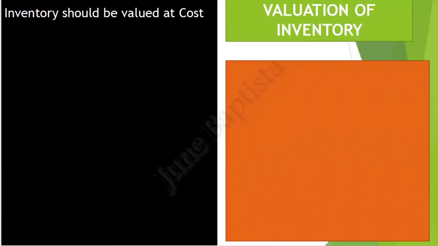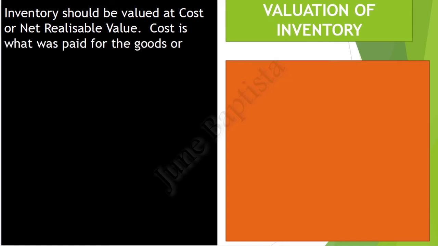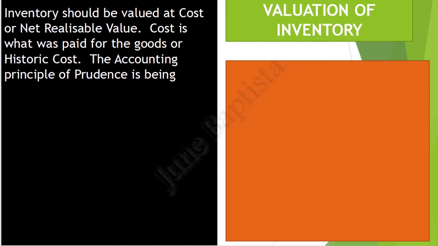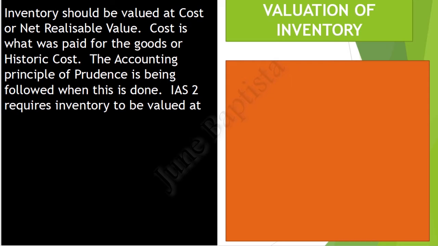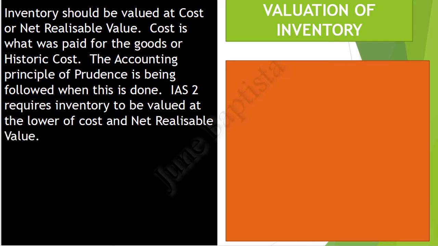Inventory should be valued at cost or net realizable value. Cost is what was paid for the goods, or the historic cost. The accounting principle of prudence is being followed when this is done, as IAS 2 requires inventory to be valued at the lower of cost and net realizable value.